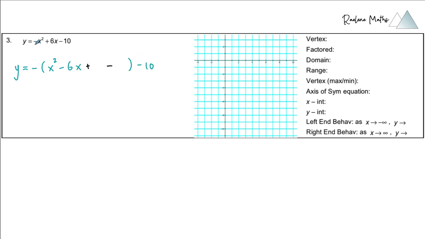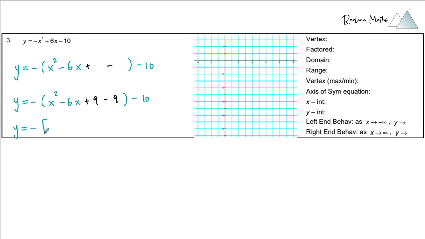So the first thing I've done is factored the a value, which is negative 1, only out of the x squared and the x, the quadratic and the linear terms. I didn't factor it out of the constant. And so I need to find the number which is half of negative 6, and then I need to square it. So half of negative 6 is negative 3, and squared is 9, so I'm going to add 9 and subtract 9, which means I've actually added 0. So my new version of the equation is equivalent to the original equation.